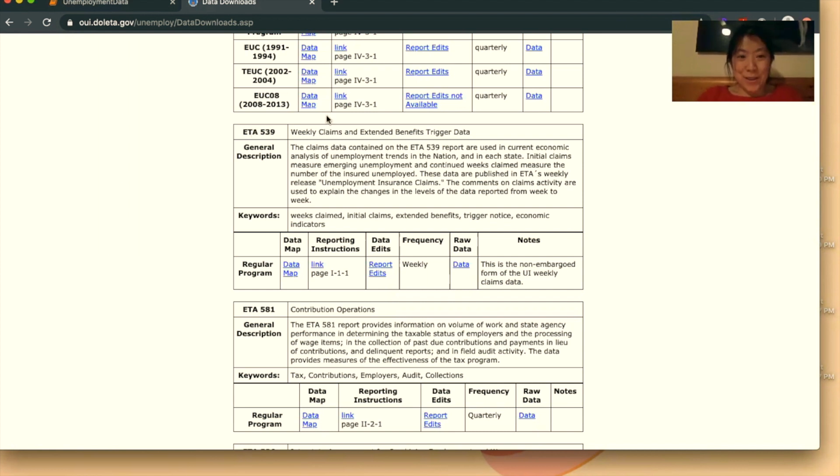So by analyzing the data, we come to the United States government website and we use a set of data called ETA 539, the weekly claims trigger data. One of the reasons we use it is because it's updated very frequently, weekly by the government. Here we can download the raw data and also the data mapping files.